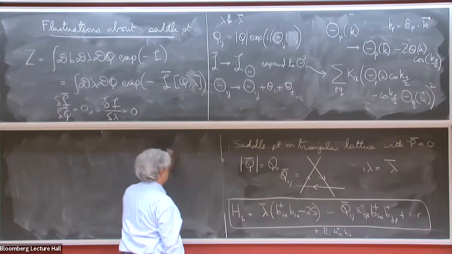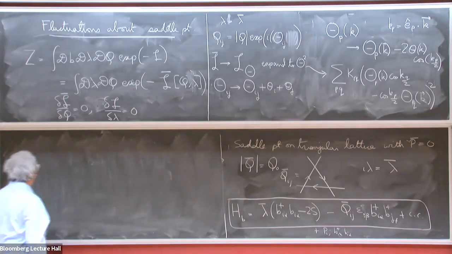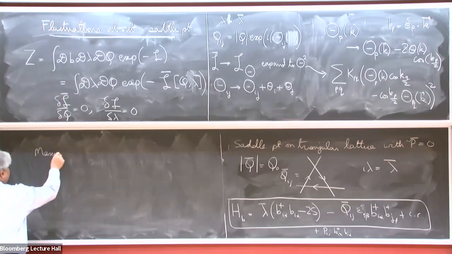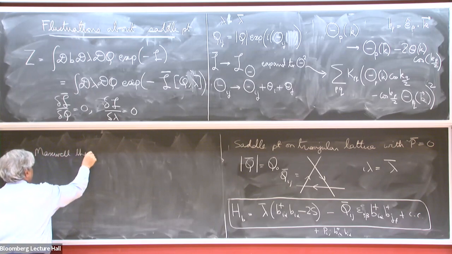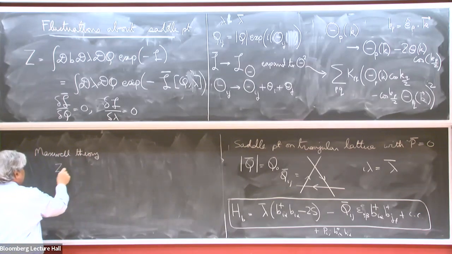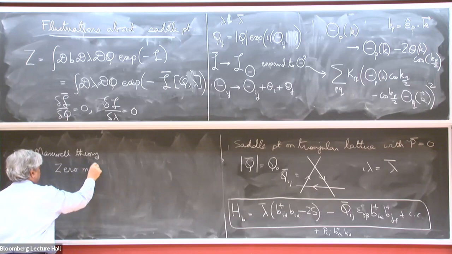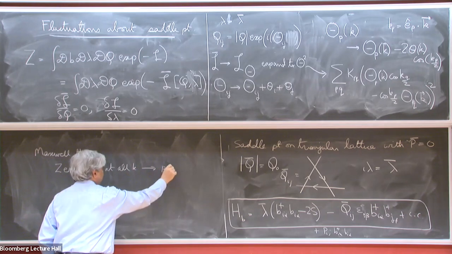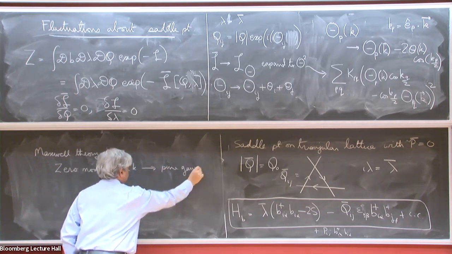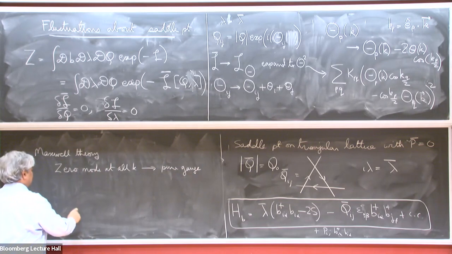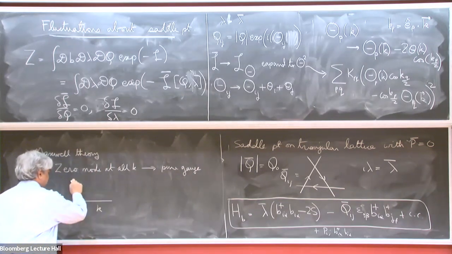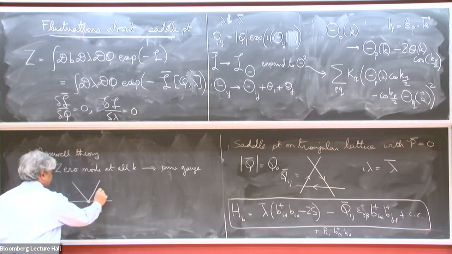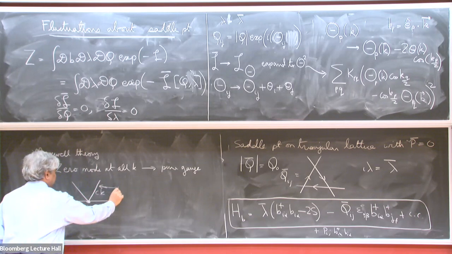You have two eigenvalues in that case, of the 2x2 matrix. So in Maxwell theory, you get one zero mode at all k. That's the pure gauge mode. You forget that. And then the other mode, as a function of k, you find it has a zero, but only at k equals zero. And then it disperses, and that's the physical photon, the transverse mode.